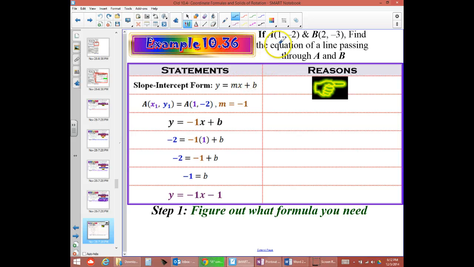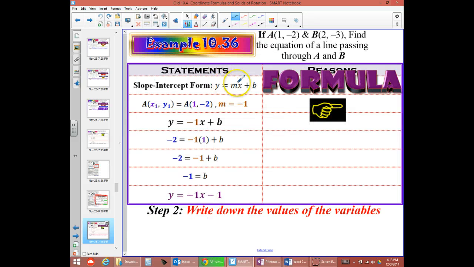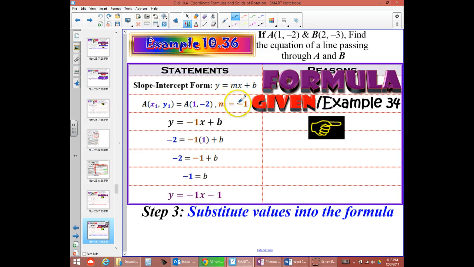Now it says to write the equation in slope-intercept form. Again, on your cheat sheet, slope-intercept form is given to you, right here. Okay, we're going to use the formula y equals mx plus b. Well, we know what the slope is. We found that out last time. The slope between those 2 points is -1.